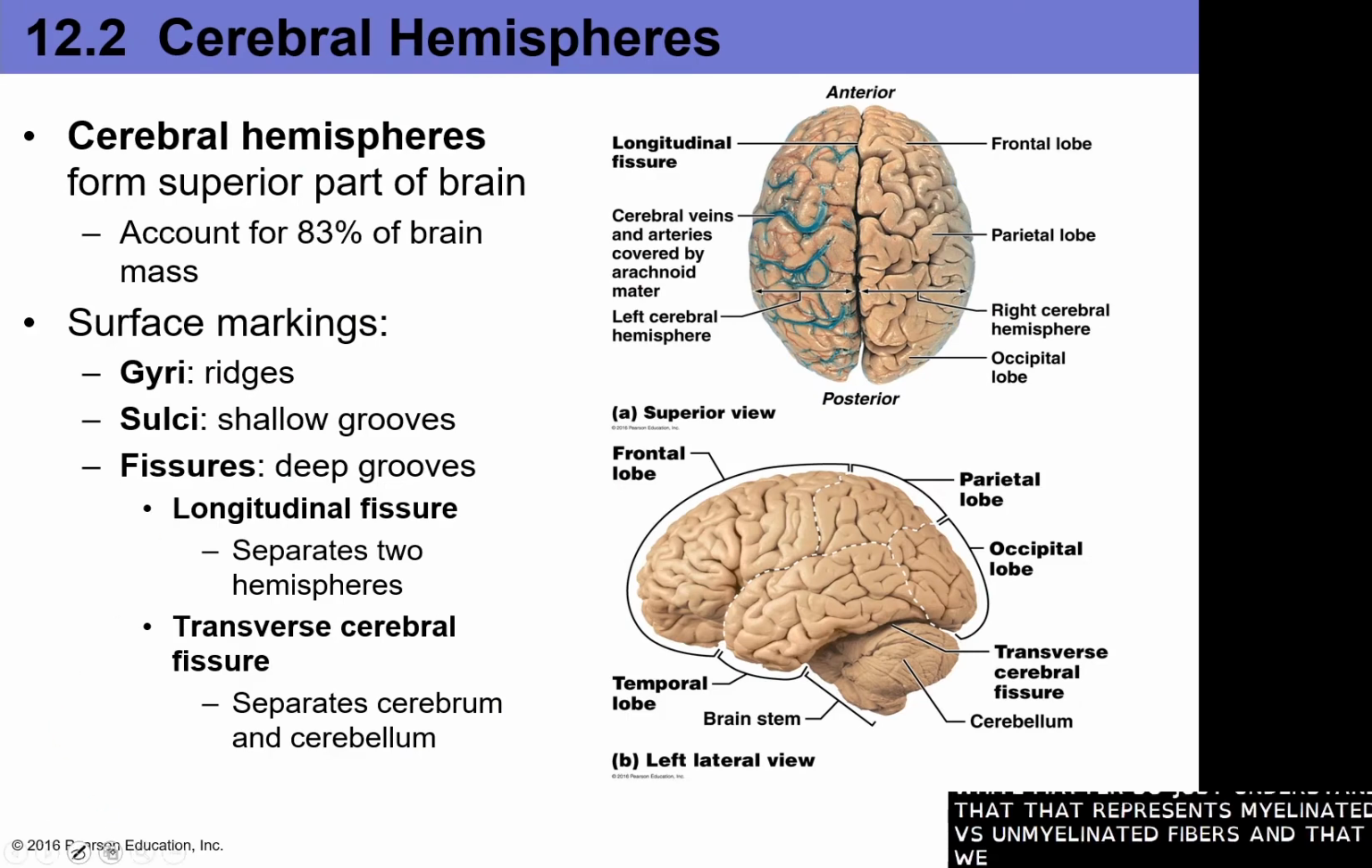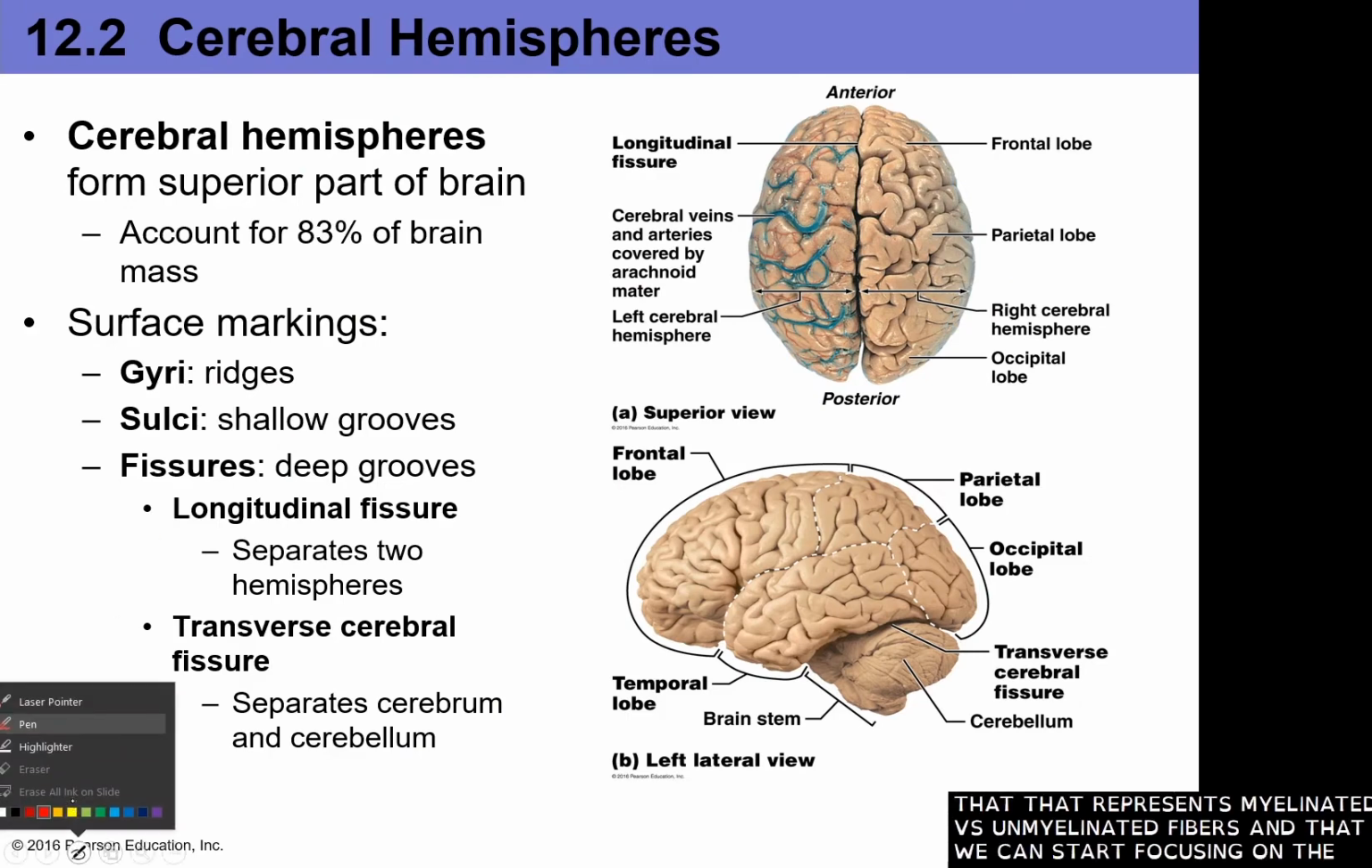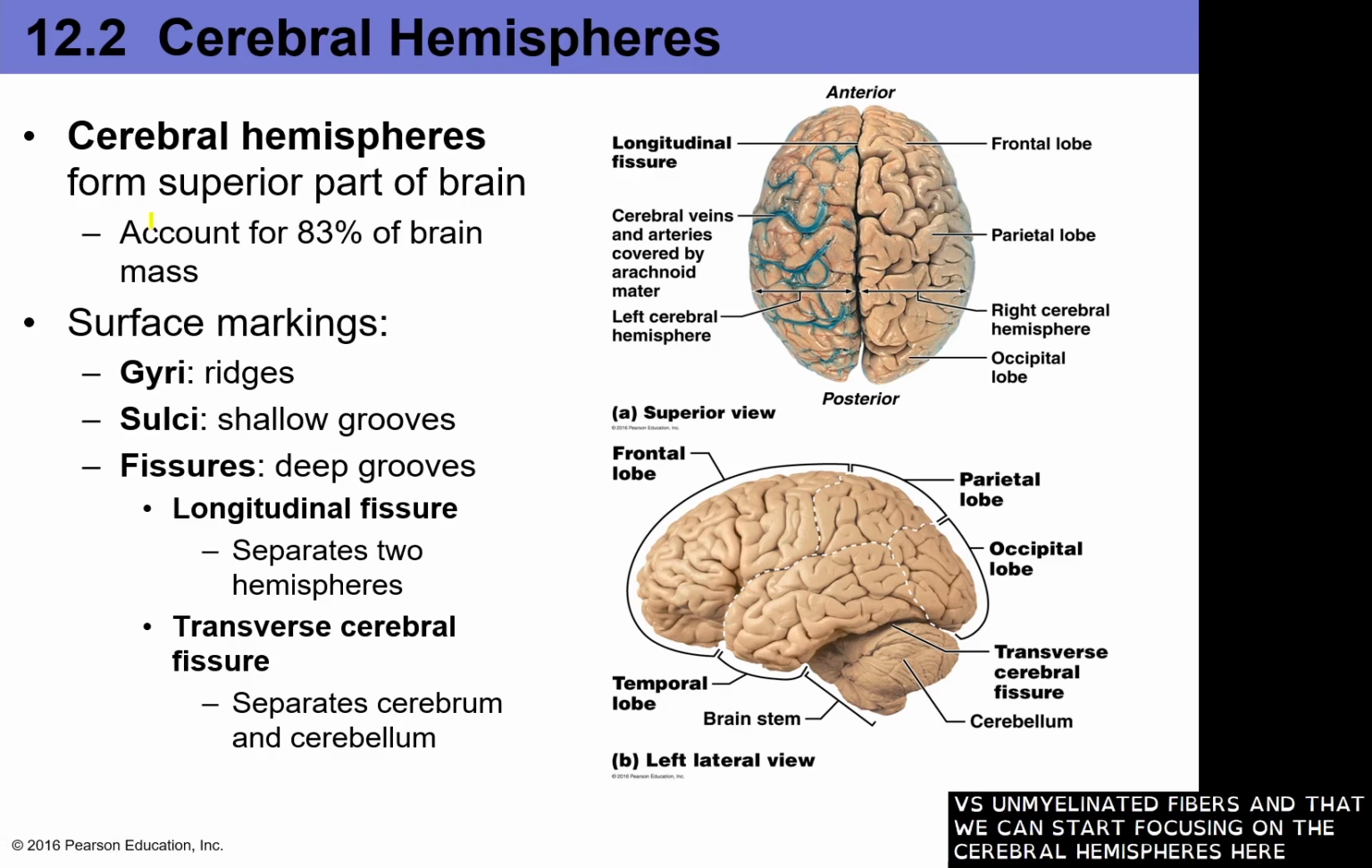And now we can start focusing on the cerebral hemispheres here. So this is 83% of the brain mass are these cerebral hemispheres. Now there are some important lobes in the cerebral hemisphere. And if you remember the skeletal system, these lobes are the easiest thing you can ever think about. Frontal lobe is right next to the frontal bone. Parietal lobe, right next to the parietal bone. Occipital lobe, occipital bone. Temporal lobe, temporal bone.